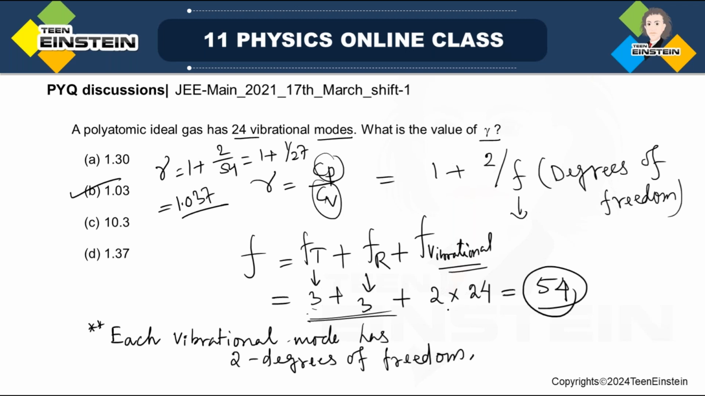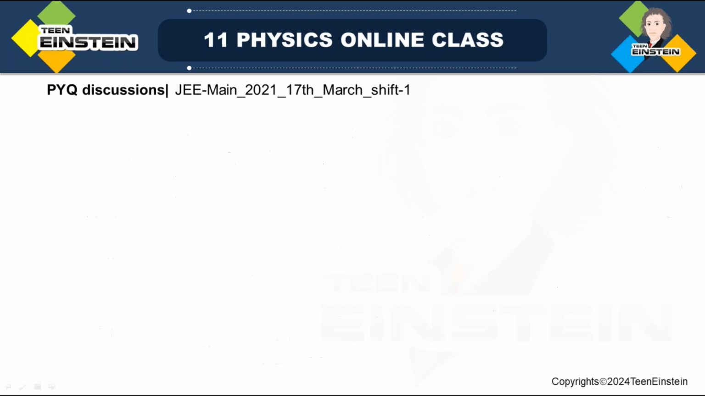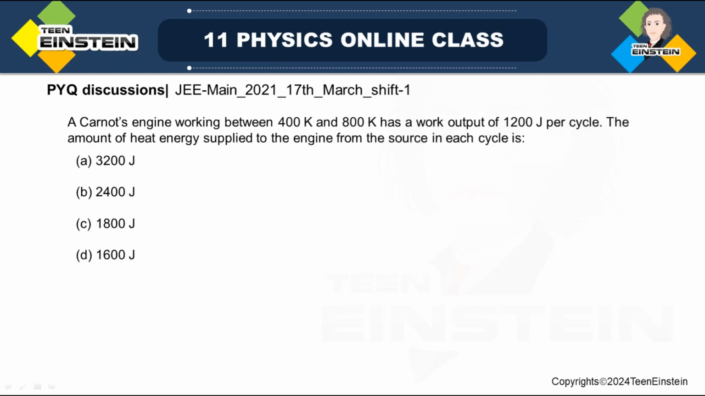So remember that the degrees of freedom in each vibrational mode will be 2. And when you are considering a polyatomic gas and the number of vibrational modes is given, you should not stick to only the vibrational degrees of freedom. You have to consider both the translational and rotational, along with the vibrational degrees of freedom. So these were a few points to understand and remember. Now we'll solve the last problem.